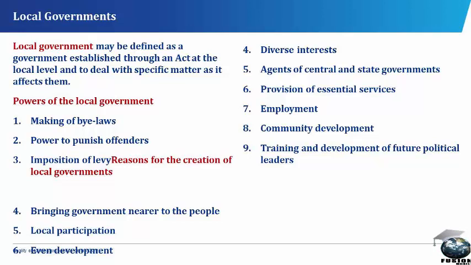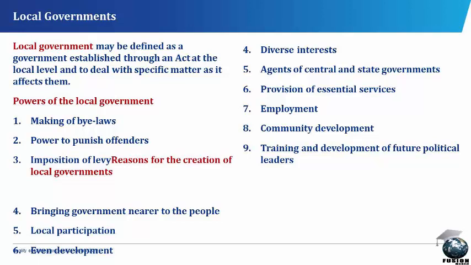Powers of the local government. Number 1, the legislative arm of the local government is involved in making of bylaws. The essence and effect of these laws are only felt within the local government's concern. Number 2, they can punish those who violate the laws made. They are tried in customary courts within the setup. Number 3, local governments can impose levy on the people for some specific purposes.